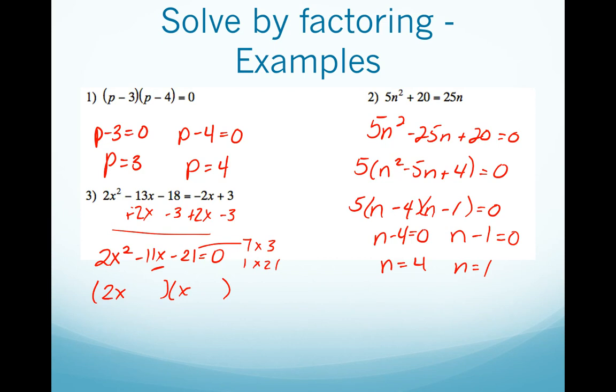and inside terms. So if I put a 7 here and a 3 here, my outside terms are 14, my inside terms are 3. If I have a negative 14 and a positive 3, those will combine to give me a negative 11. So then 2x plus 3 equals 0. We subtract the 3 and divide by 2 to get negative 3 halves. X minus 7 equals 0 is going to give us x equals 7.